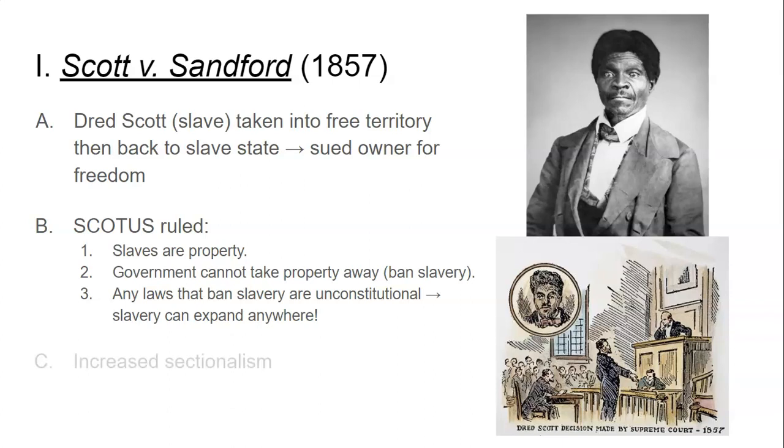So, as you can imagine, this is going to increase sectionalism drastically. The South is incredibly pleased by this decision because now basically slavery has been given the green light to expand anywhere into the United States, old areas, new areas. Slavery can basically go anywhere. The North is very frustrated because many of them have been working to maybe abolish slavery everywhere, but at least to stop the expansion of it. But now, basically, the Supreme Court, again, the highest court in the land, has basically said no, slavery can go anywhere.